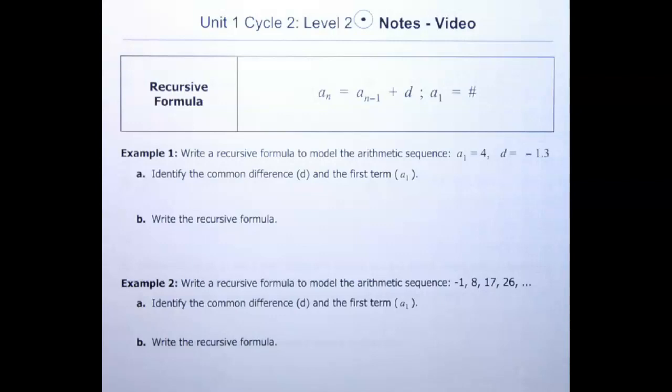Welcome to Cycle 2, Level 2 Circle video. This time we're going to be using the recursive formula and information to write the recursive formula.